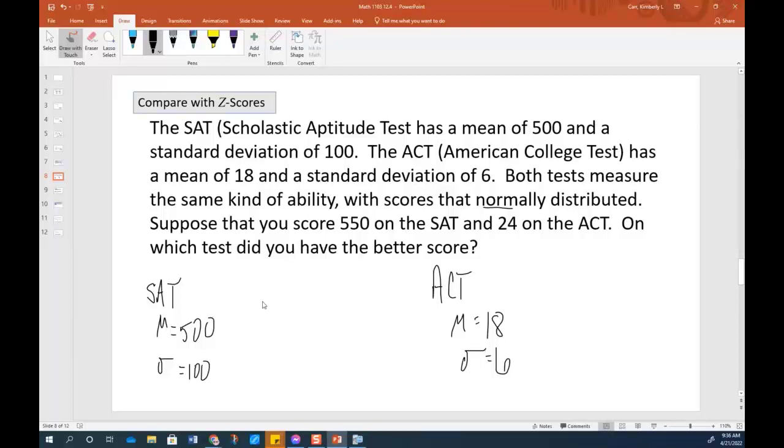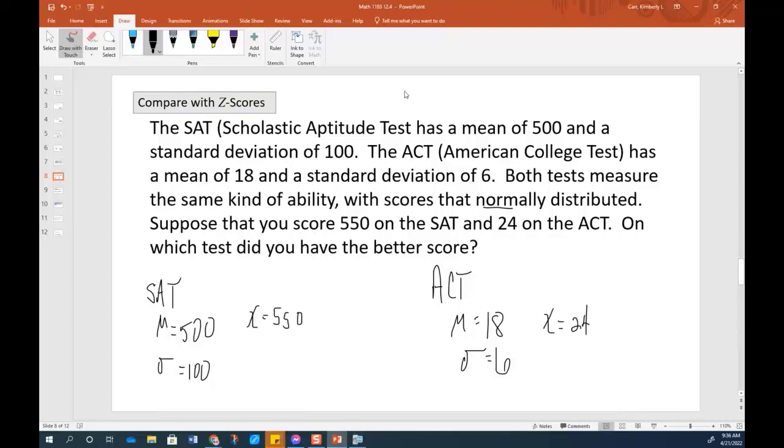So if you score 550 on the SAT, now that's a particular score, so that's my X value. And then you turn around and take the ACT and you score 24. On which test did you really have the better score? It's hard to just see it in this form, but what we're going to do is find z-scores for both of them, and the one with the highest z-score means it's further out there ahead of everybody else. That's the one we want.